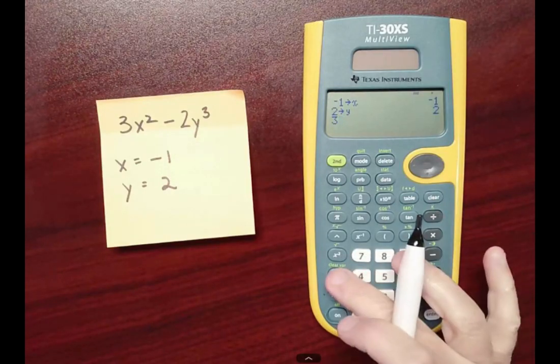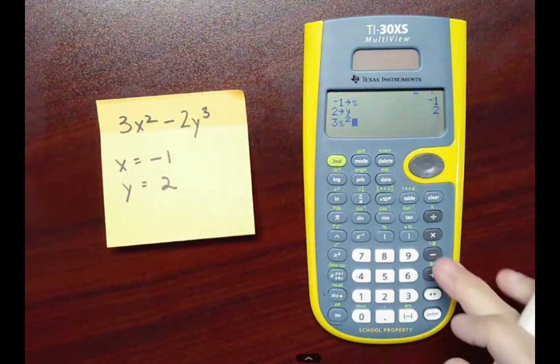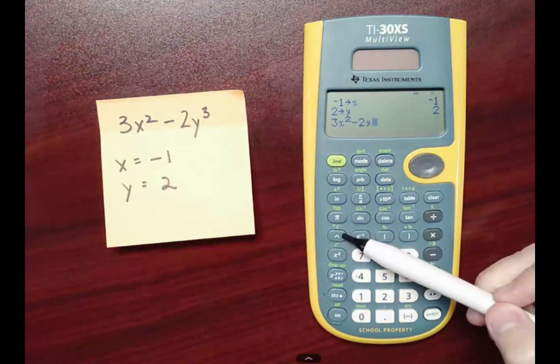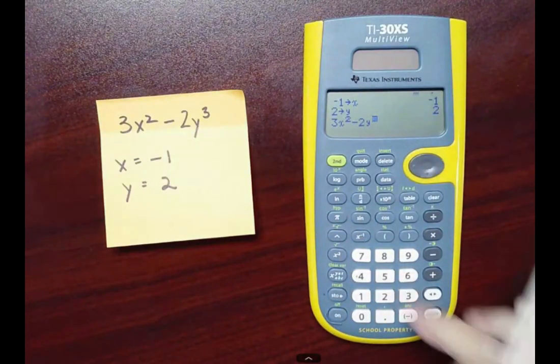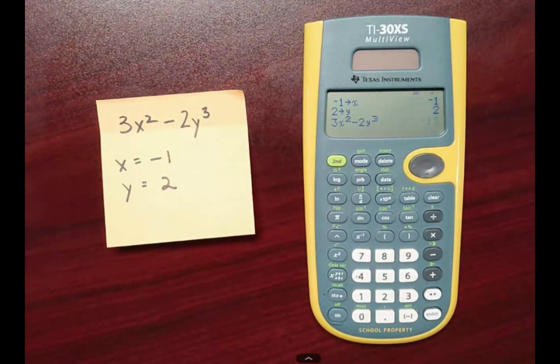So 3, my variable x, and then my exponent of 2, minus 2y, once for x, twice for y, and then the exponent of 3. We'll use our caret button to put the exponent of 3. We'll move over before we hit enter, and we hit enter, and we get the answer is -13.